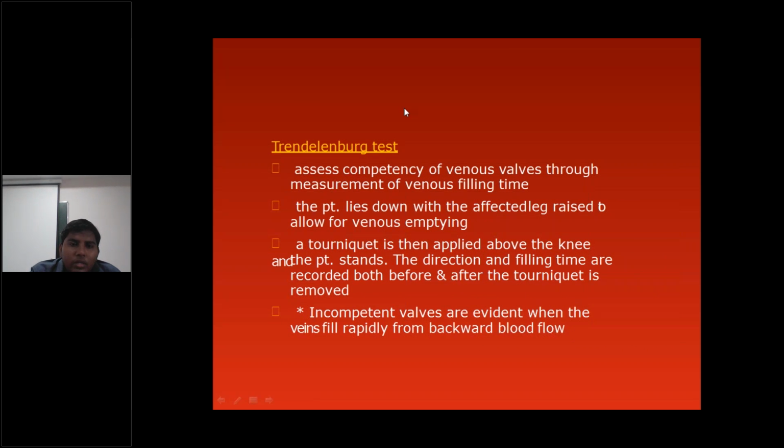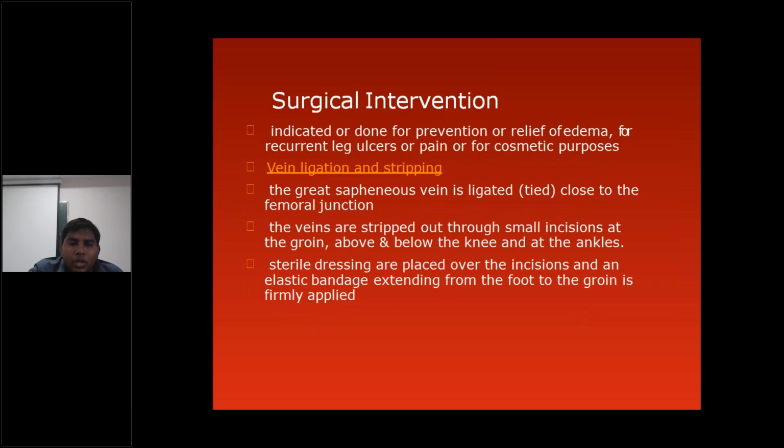So one is a Trendelenburg test to assess the competency of venous valves. The test is known as the Brodie-Trendelenburg test. It has two components. It assesses the competency of the saphenofemoral junction. First the patient lies down with the leg raised to empty the veins, and then the tourniquet is applied from below upwards, and then the patient stands. So the direction and filling time are noted. If there is rapid filling back, it means incompetent valves.